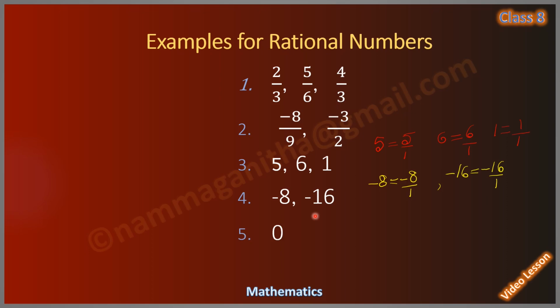Consider the fifth example, 0. 0 is a rational number. Why is 0 a rational number? Because we can write 0 as 0 by 1, or 0 as 0 by 5, or 0 as 0 by 10, and so on. Therefore, 0 is in the form p by q. Therefore, 0 is a rational number.